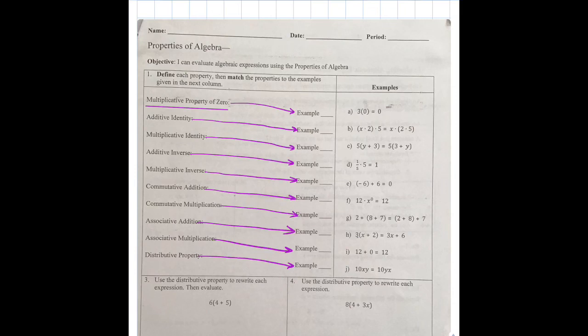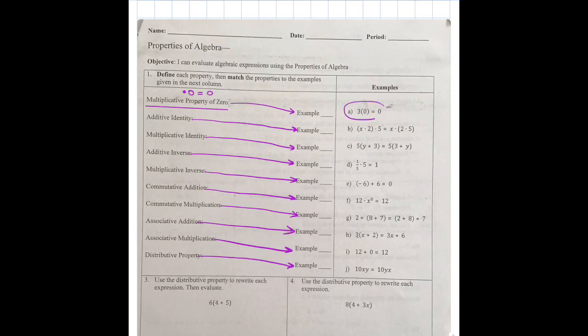So the multiplicative property of 0. Multiplicative tells me I'm looking for multiplication. Property of 0, it tells me I'm looking for a number that multiplies with 0 to give me 0. Do I have such an example?